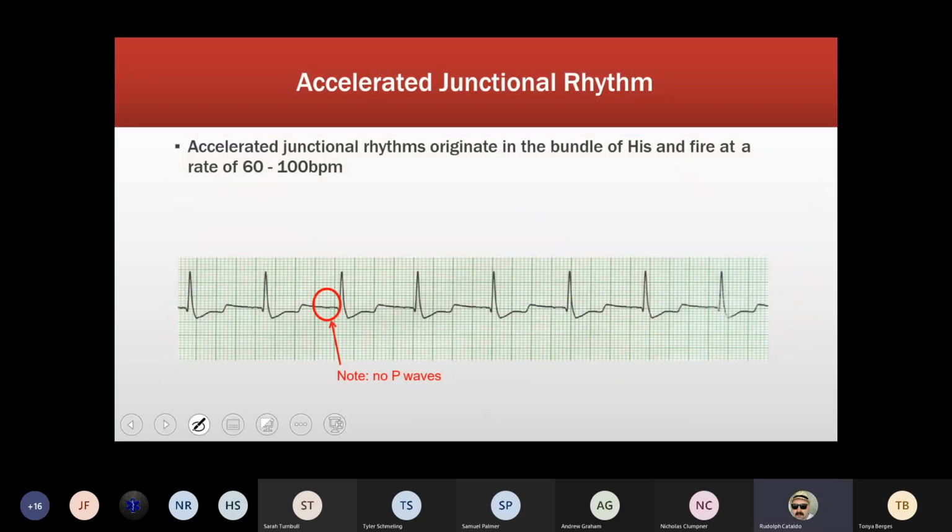Here's an example of a faster rhythm that's junctional. Let's say this is our 6-second strip. 1, 2, 3. What's my rate? 80. Okay. 80. Which would be a normal rate if it was from the SA node, but it's not. So this would be classified as accelerated junctional or junctional tach because there is no P wave and it's a fast rhythm from the AV node.